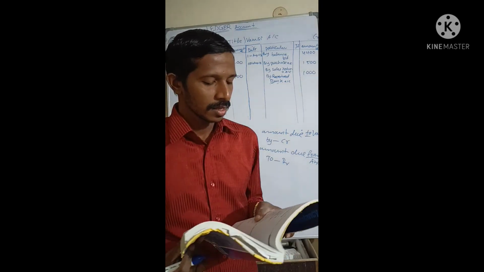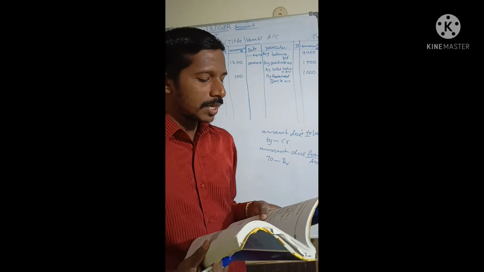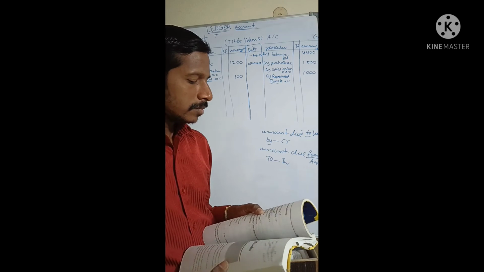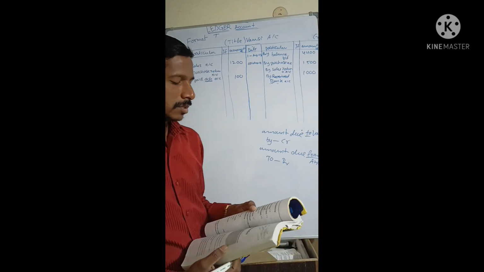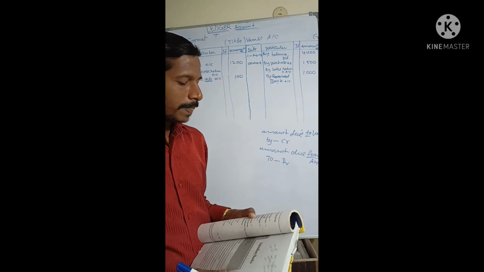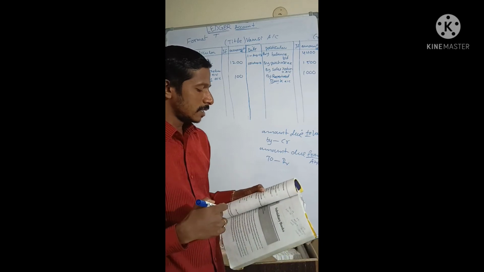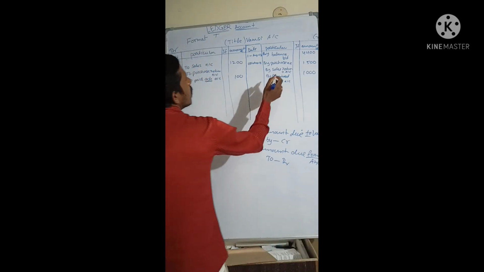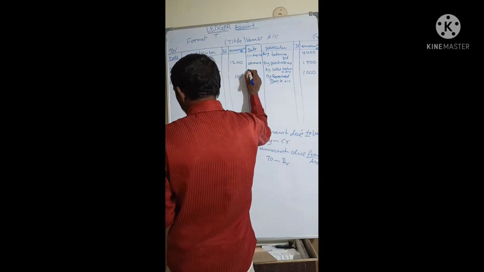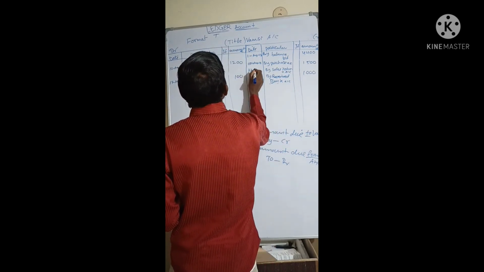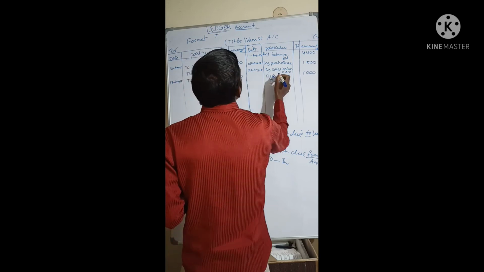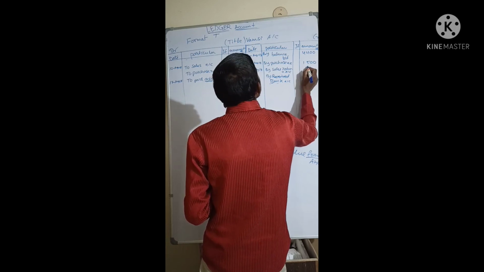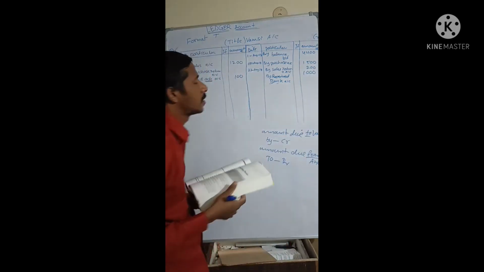Next. Vamshi returned goods. Which return is it? We sold to him, he returned goods. Sales return it is. See sales return where it is? Here. What is the date here? 23rd August 18. Sales return account. How much is the amount given? Okay? 200 in the problem.